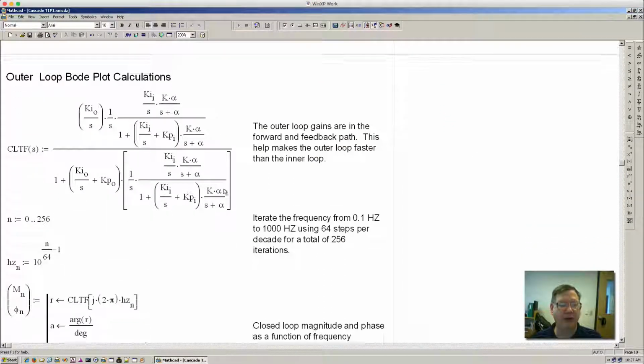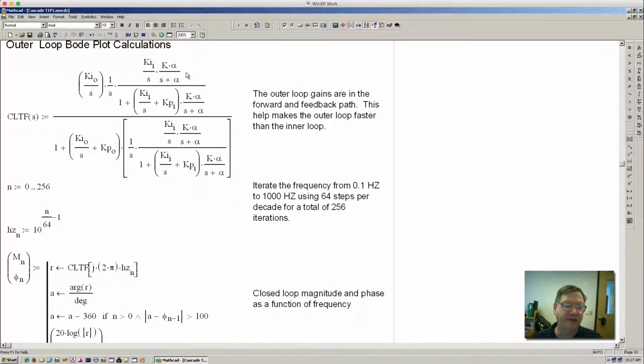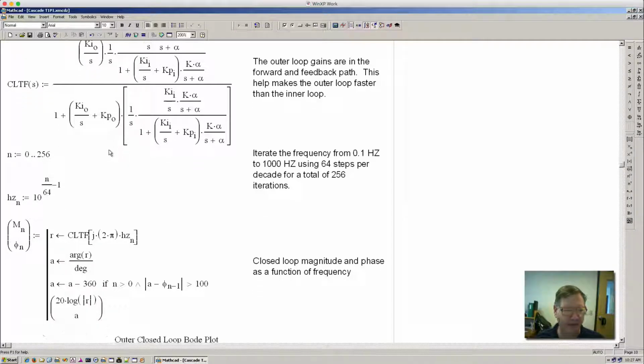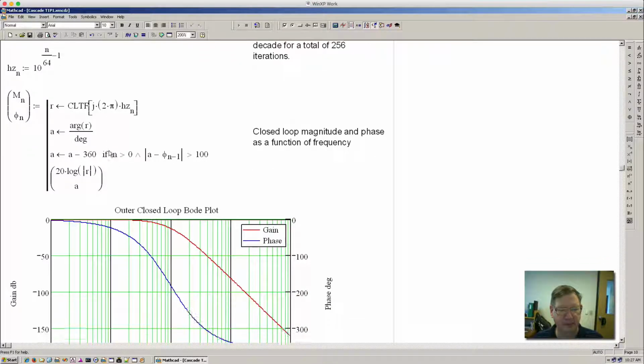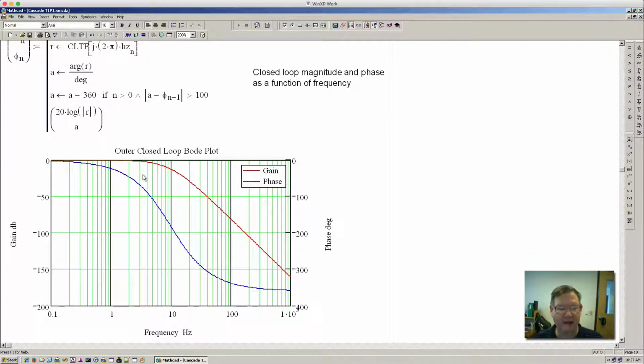Outer loop Bode plot, you can see I have the inner loop closed loop transfer function, and then I have to integrate this to become a position, and then I add the outer loop integrator here, and then I have to add the integrator proportional term here. And again, this is very well behaved, and this is very predictable.